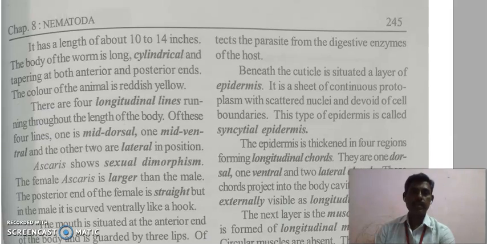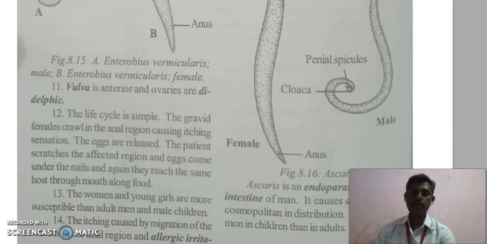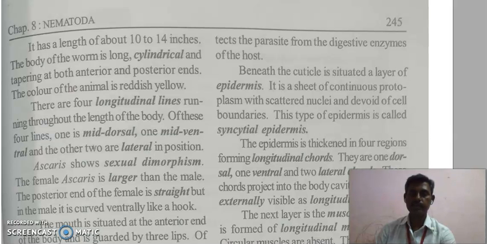It is a roundworm. It causes Ascariasis. It is cosmopolitan in distribution. It is more common in children than in adults. It has a length of about 10 to 40 inches. The body of the worm is long, cylindrical and tapering at both anterior and posterior ends. The color of the species is reddish yellow.